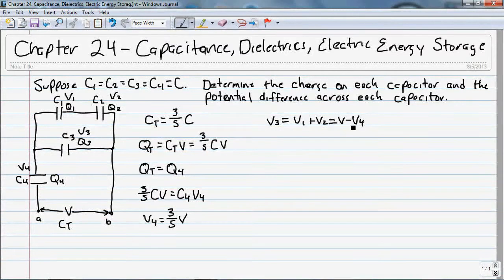And so I have V3 equal to V minus 3/5 V, which is equal to 2/5 V. So that's what V3 is equal to. And V1 and V2 are going to be equal, because they have the same capacitance.